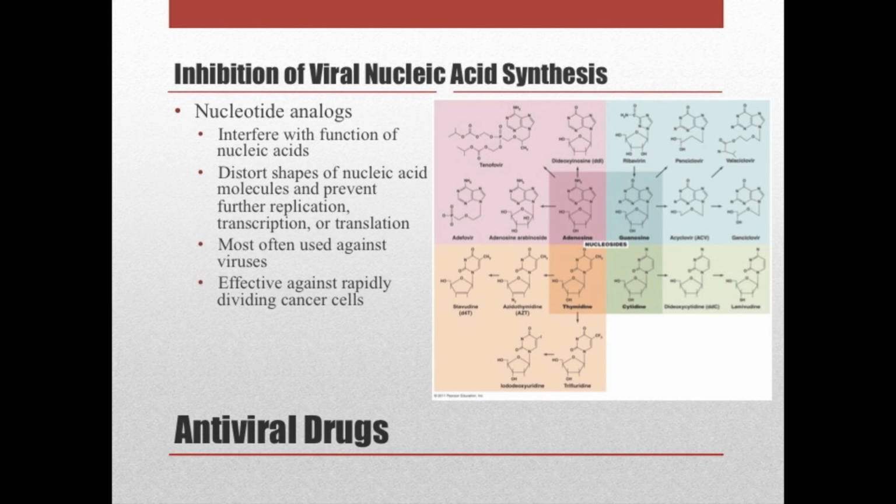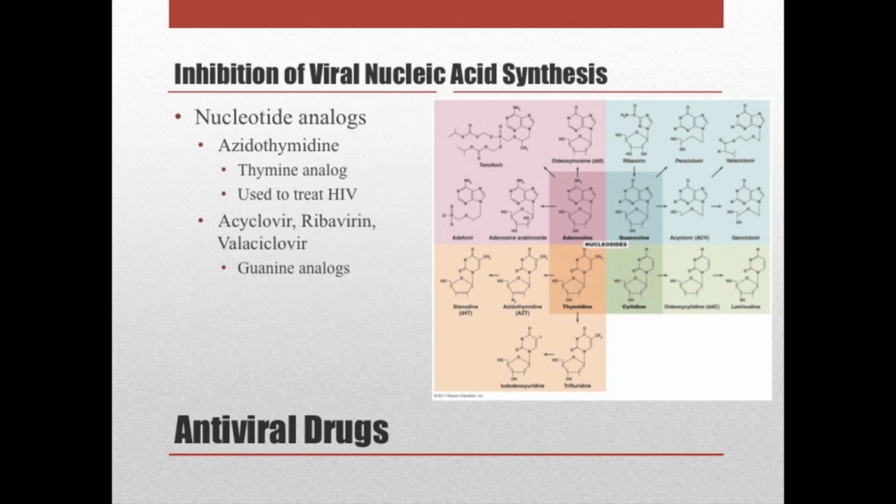Viral nucleic acid synthesis may be inhibited using nucleotide analogues. Nucleotide analogues are compounds that are structurally similar to normal nucleotides. Nucleotide analogues are incorporated into the DNA or RNA of the virus and distort the shape of the nucleic acid, preventing further replication, transcription, or translation. These molecules are useful against viruses because virally coded DNA polymerases are more likely to incorporate these analogues.